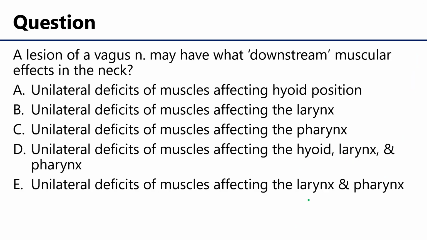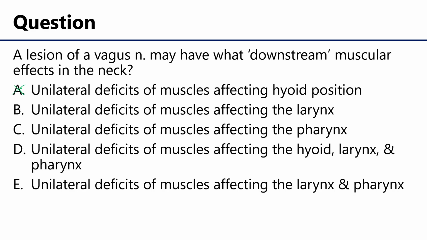So that brings us to the assessment question of this video, and that is, a lesion of a vagus nerve may have what downstream muscular effects in the neck? Is it unilateral deficits of muscles affecting hyoid position? Well, hyoid position are suprahyoid and infrahyoids, so those are facial and trigeminal branches for the suprahyoid, or ansa cervicalis for the infrahyoid, so that's not correct.